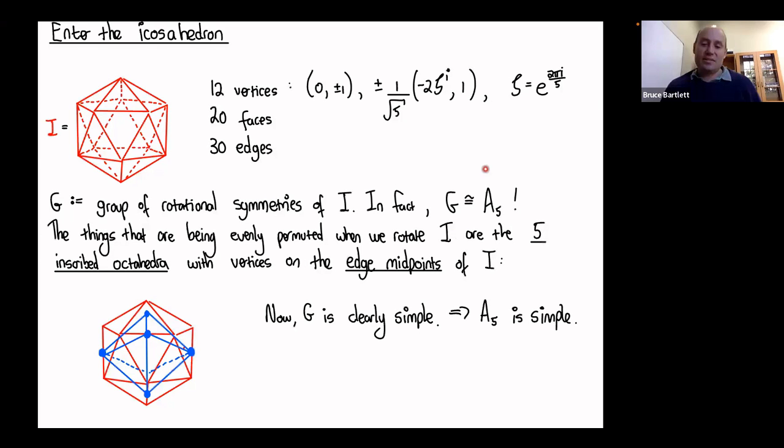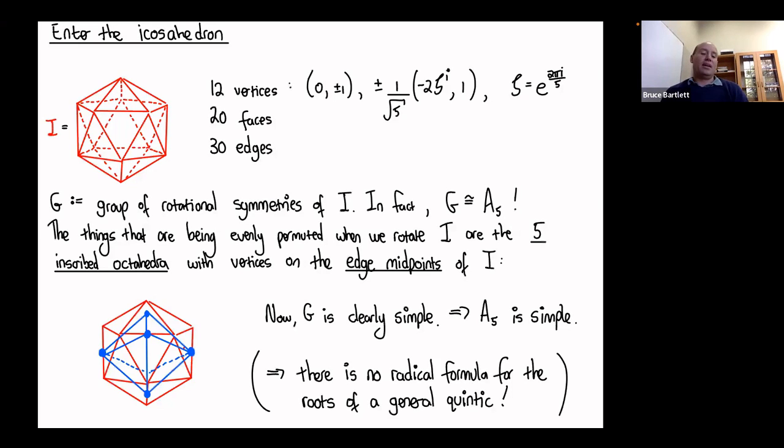So that means A5 is simple, because it's isomorphic to G. So that's a nice simple way to check that A5 is simple. And as a consequence, we've got our first connection between the quintic and the icosahedron. This, as I explained on the previous slide, explains why there's no radical formula for the roots of a general quintic. Of course, I could have done that proof differently, but nice to see.